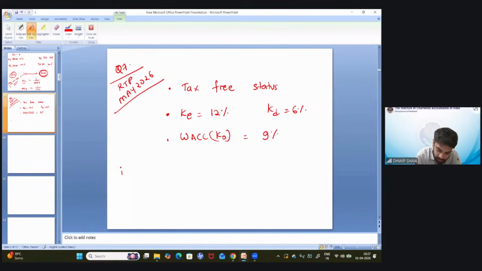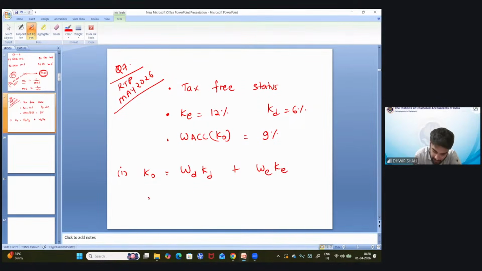मतलब कि क्वेश्चन 1 में ये बोला है कि ये जो केओ आपका 9% आया है ना, उसमें भी नो, Ke is 12% and Kd is 6%, but debt का वेट कितना, इक्विटी का वेट कितना, what is the composition, what is the proportion of debt, what is the proportion of equity, this is what they asked. तो can I say WACC की फॉर्मूला हमारी क्या थी? Weight of debt, cost of debt plus weight of equity, cost of equity, correct?